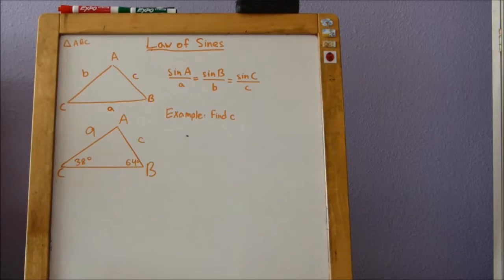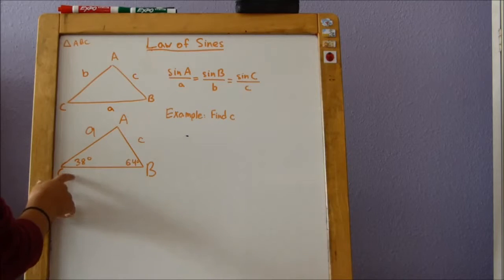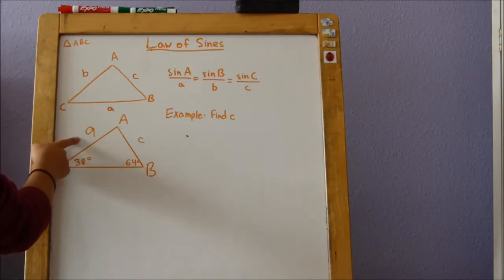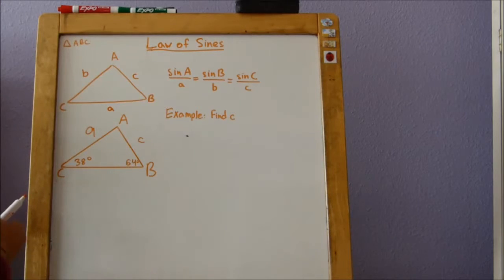Alright, now we're going to solve an example problem where we know 2 of the angle measurements and 1 of the side lengths, and 1 of these side lengths is unknown, that's C. So angle B is 64 degrees, angle C is 38 degrees, and side length B is 9. So we're going to solve this using law of sines.